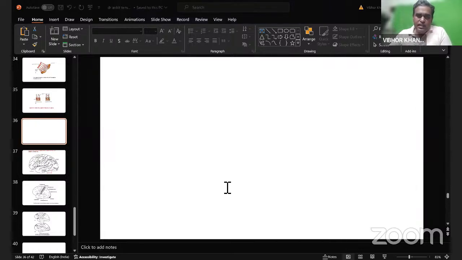Classify bone according to size and shape with examples. This is again a general anatomy question. Go to my section on general anatomy. I will see if we have an image over here. Just a second. Right over here. Okay, see, bone. All these things we have got.